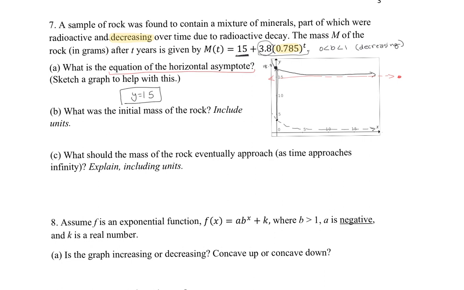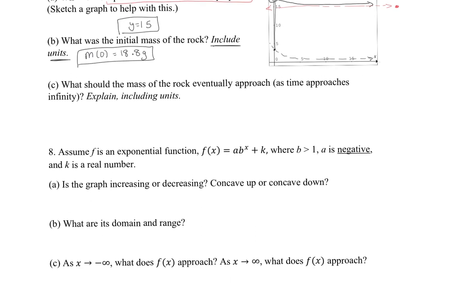Part B asks, what was the initial mass of the rock? This is what we were talking about earlier. Initial mass would be where it crosses the y-intercept, and we talked about that. Originally it would have been 3.8. However, because we're shifting up 15 units, our new initial is 18.8, which makes our initial mass at 0, 18.8 grams. And it does say include units. Don't forget your units, please.